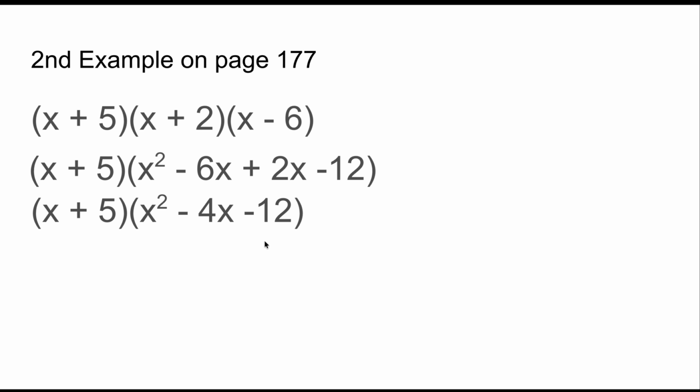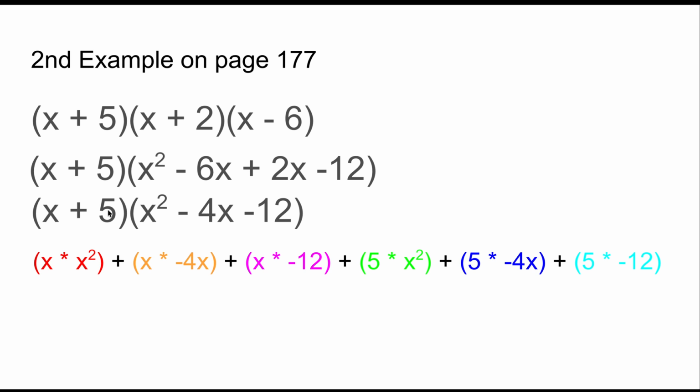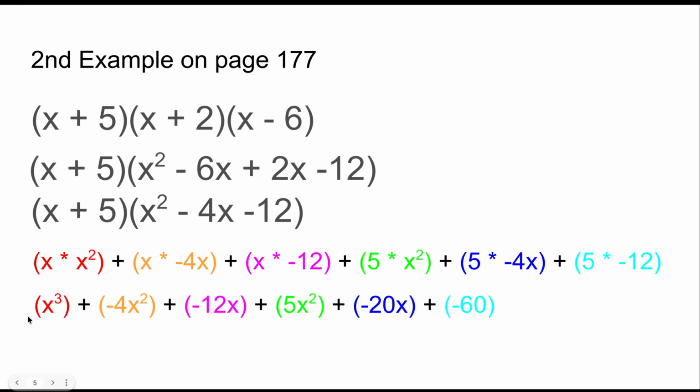And now we have a trinomial times a binomial. And we're going to follow the same steps and rules that we have been following. So we have x times x squared, x times negative 4x, x times negative 12. Then we go back over to this 5. 5 times x squared, 5 times negative 4x, 5 times negative 12. Now you do not have to write these colorful steps down. That's just for you to learn. This is what you should write down though. You should write the products down.